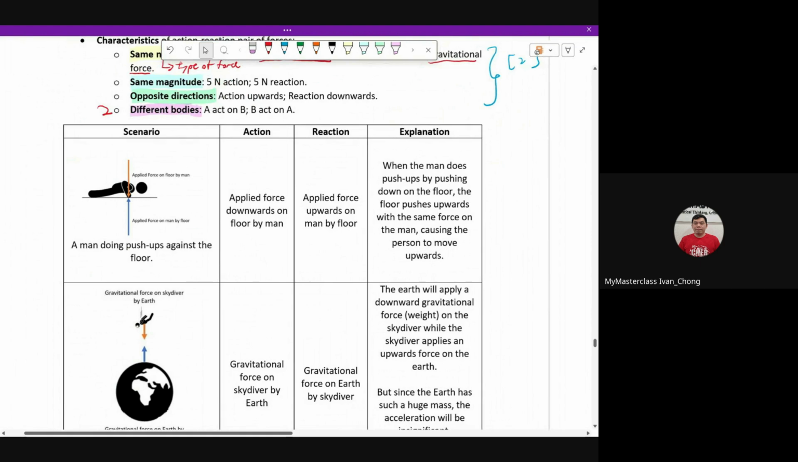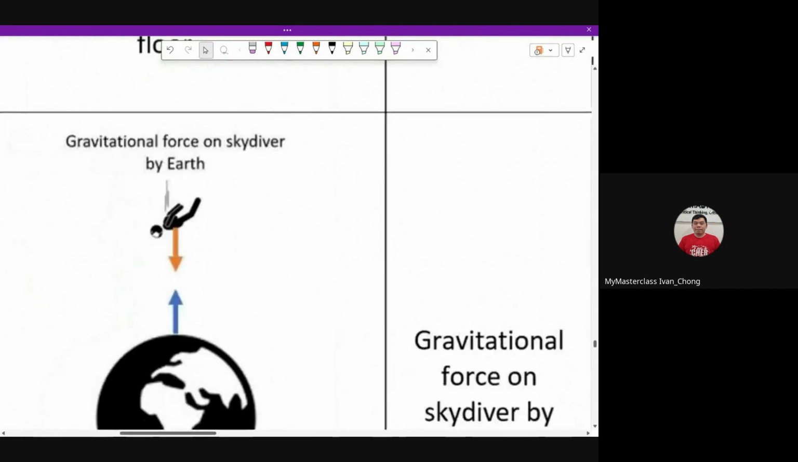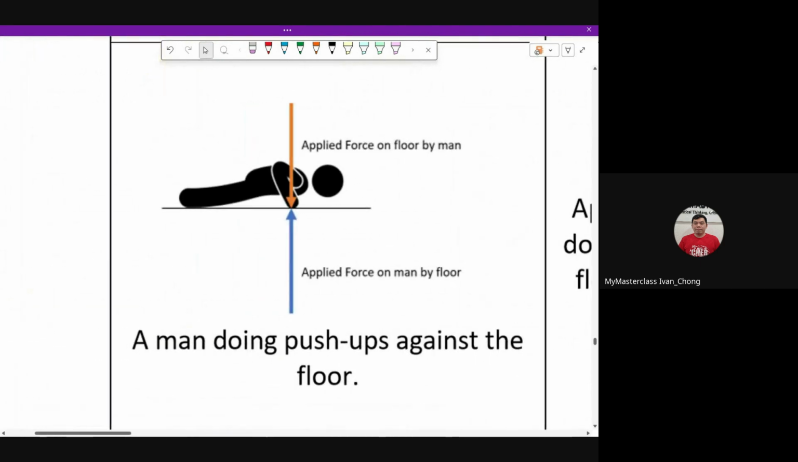Okay, so if you notice this man who is doing a push-up, first thing when we do a push-up, what happens? We're actually pushing on the ground. So this is your action. I'll use green color. Okay, this is your action. Once you push the ground, what happens? You will realize that the ground doesn't move. Instead, you are the one that is moving upwards. Why is that so? Because there is a reaction.